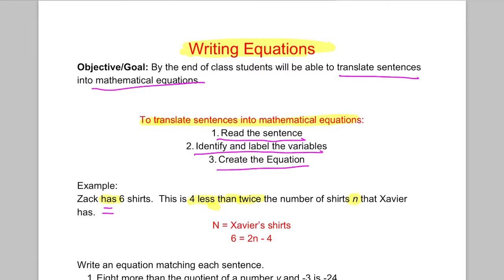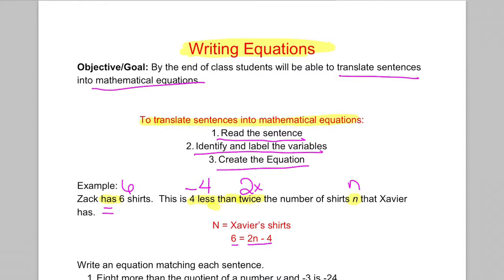So those are the important words. Then you want to go ahead and start writing the things above your highlighting. 4 less means minus 4. Twice means 2 times, and then you've got your variable. So our equation would look like 6 equals 2n minus 4. I'll do 2 more, and then the rest will be on your note check.